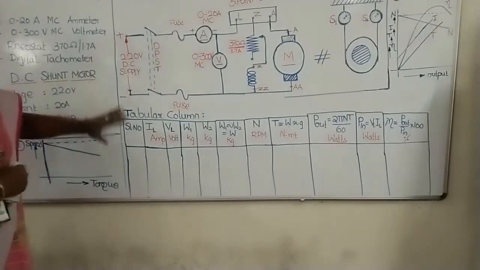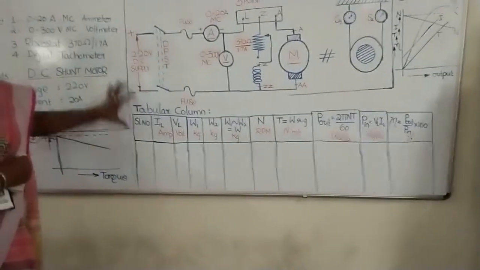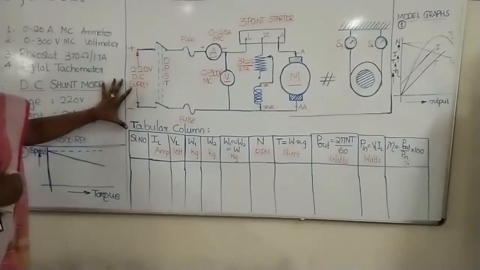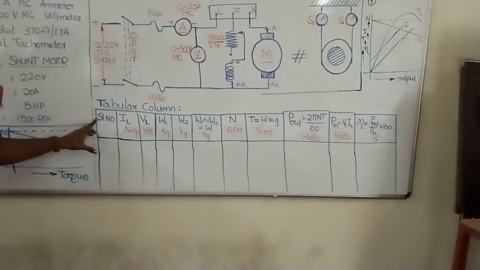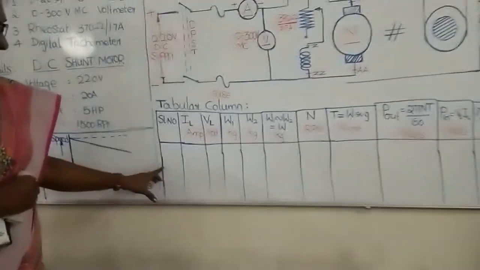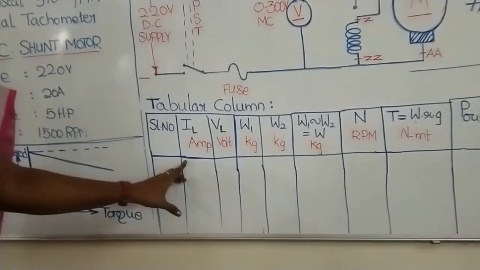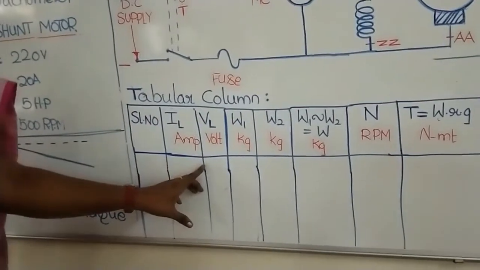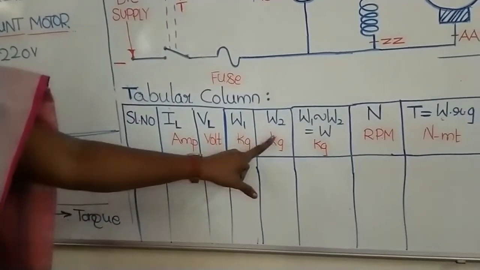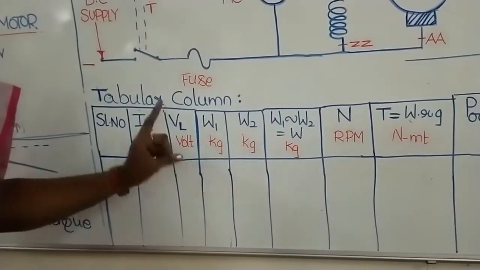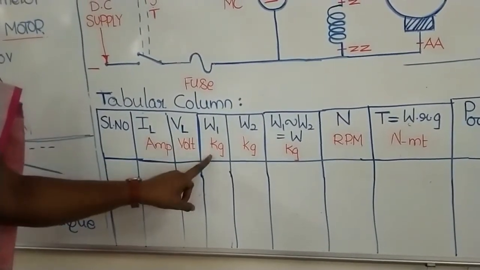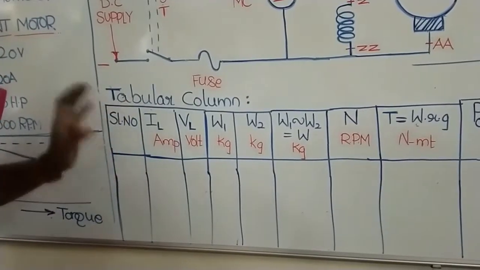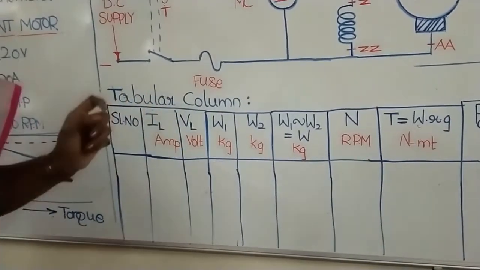So coming to the tabular form, we are going to make a note of all the different values for the different loading conditions of the motor. Just go through the tabular column here. This is the serial number, and this is IL, the line current, the supply voltage, and W1, W2. These W1, W2 can also be taken as S1 and S2, and these are the weights, the units for these are kgs. I have written the units of each and every column here with a red pen.